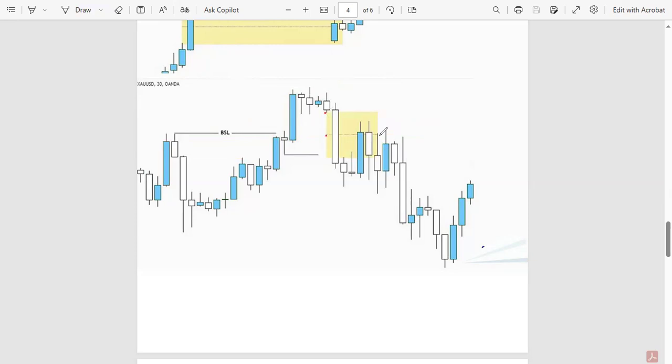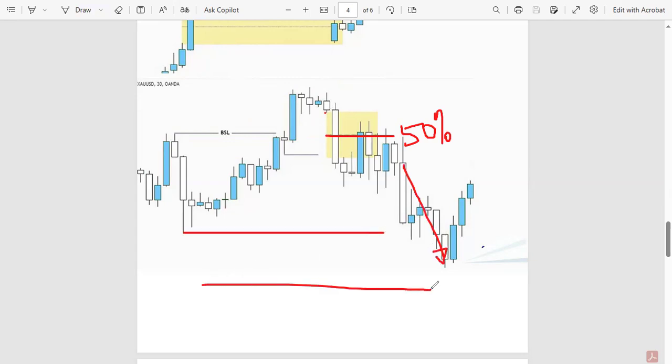And entry is on this 50% of the fair value gap, okay? Pushing price lower, you target this, or you may target 1 to 2 or 1 to 3, depending on your risk management plan, okay? So that's another example of how fair value gaps work and how fair value gaps can actually become strong levels for reversals, okay?